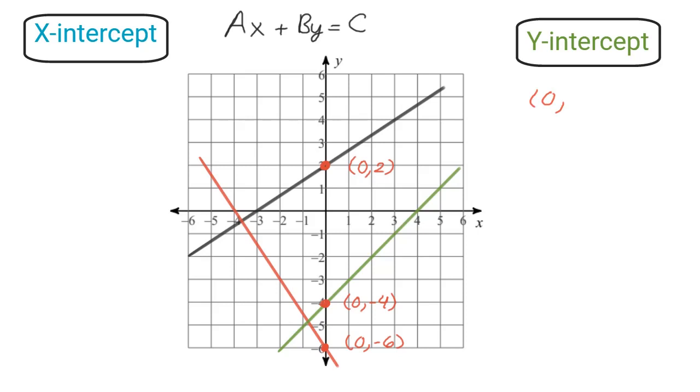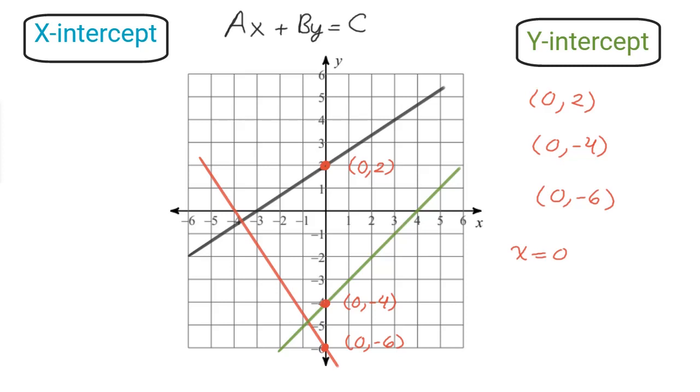So if we take a look at the three sets of coordinates that I have for those 3 points, I have 0, positive 2, 0, negative 4, and 0, negative 6. What you want to notice about this is that the x coordinate is always going to be 0 anytime you identify the y-intercept. Okay, so x equals 0.